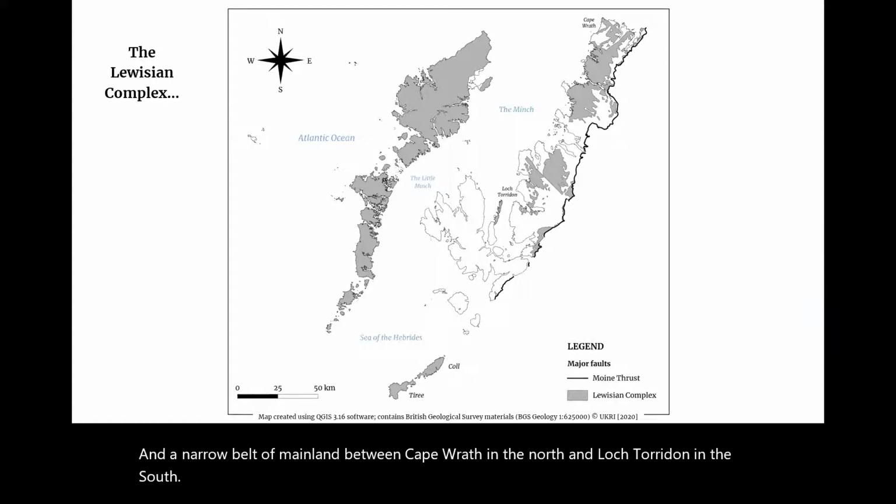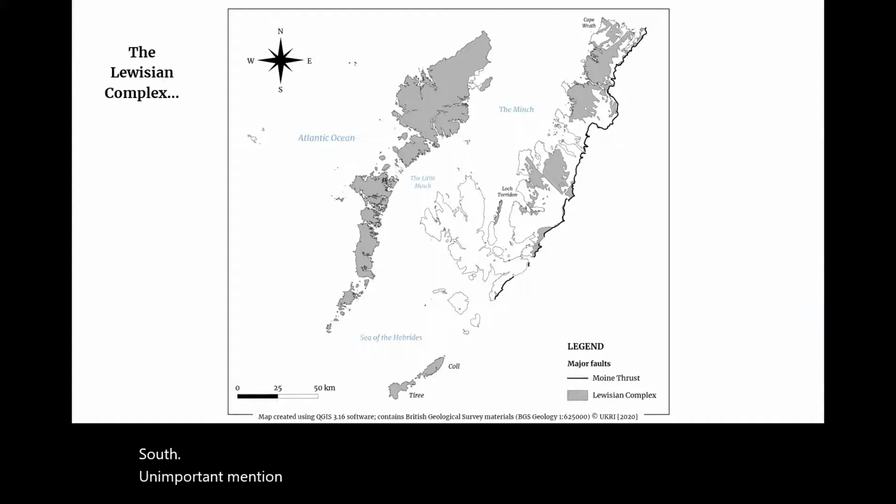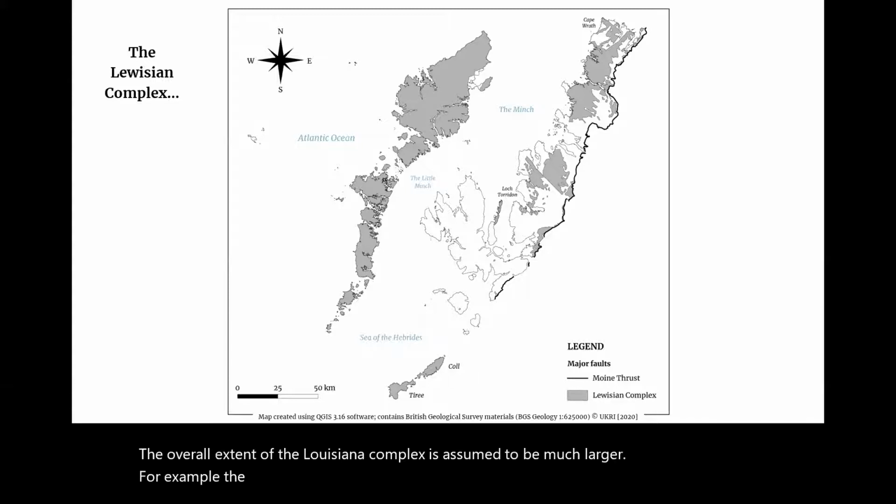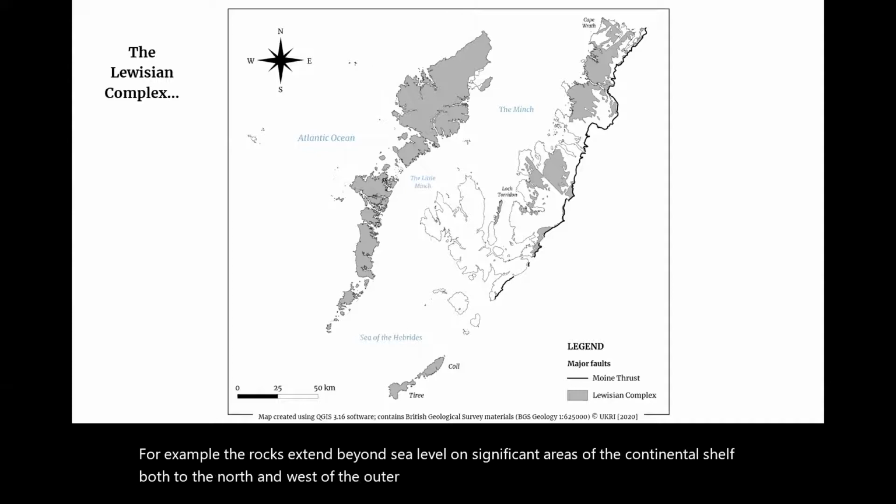An important mention here is that what we see on this map is only the outcrop area of the Lewisian Complex. That is, where these rocks are exposed to the surface of the Earth. The overall extent of the Lewisian Complex is assumed to be much larger. For example, the rocks extend beyond sea level on significant areas of the continental shelf, both to the north and west of the Outer Hebrides, and also across the Minch and the Sea of the Hebrides.